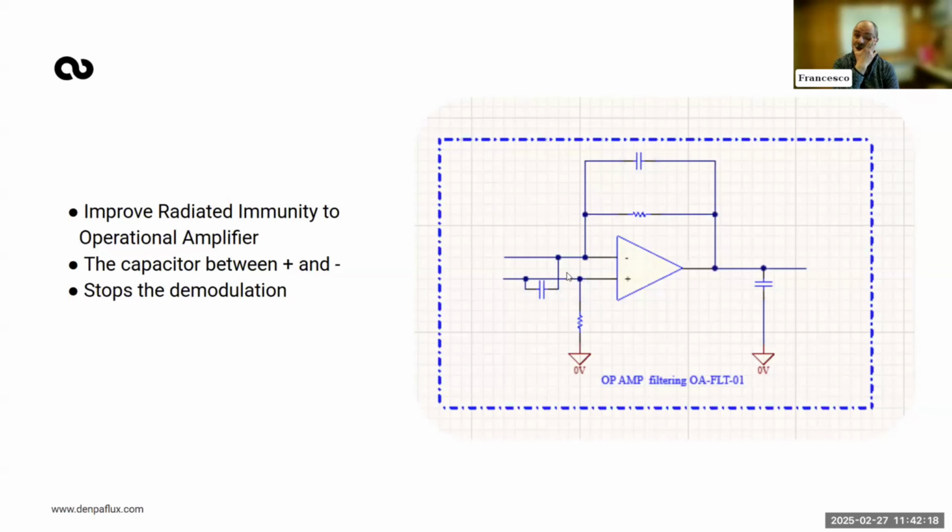This kind of trick works even on diodes. Sometimes, imagine you have a diode, sometimes you have to put a capacitor in parallel to the diode to stop this kind of unwanted demodulation. So this is, as I said, something you won't find written in any book. This is something that I recommend you do in your design.